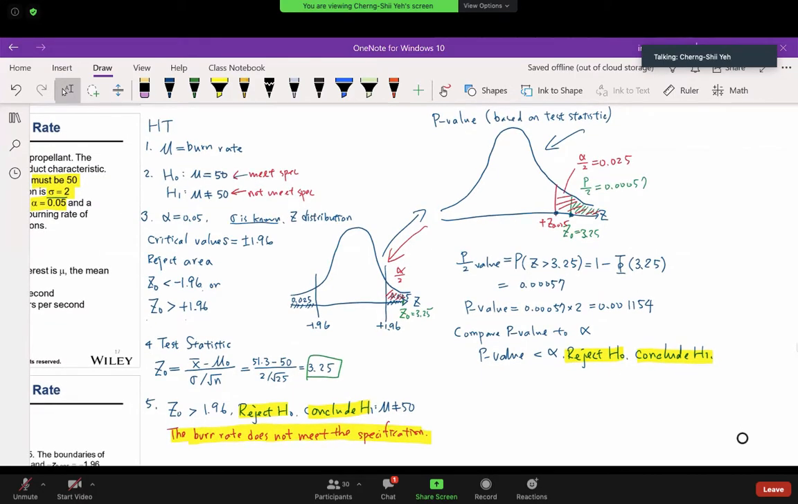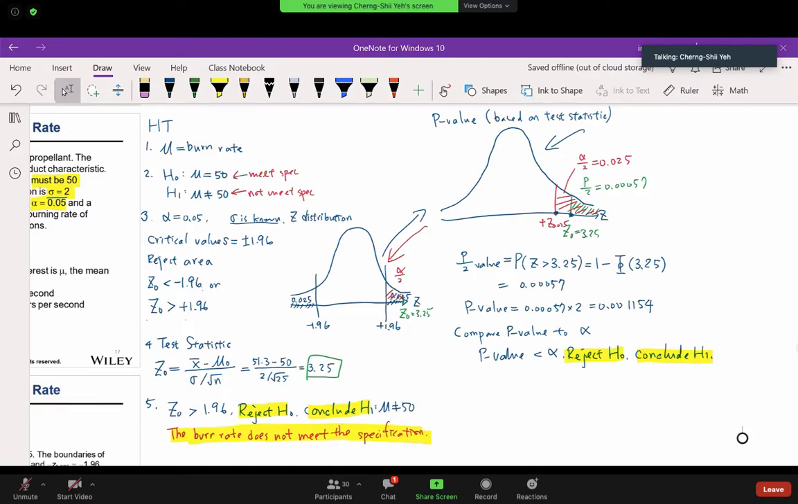The beauty of this is that you simply compare p-value to alpha. And you know what alpha is. Alpha is already given to you. You can draw a conclusion fairly quickly, and in Excel and also in Minitab, you can skip the step of calculating the test statistic and simply look at your p-value and compare to alpha and draw your conclusion. When p-value is less than alpha, we reject the null hypothesis. When p-value is greater than alpha, we fail to reject it.